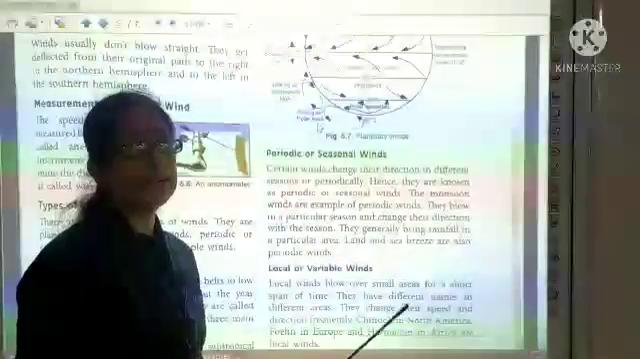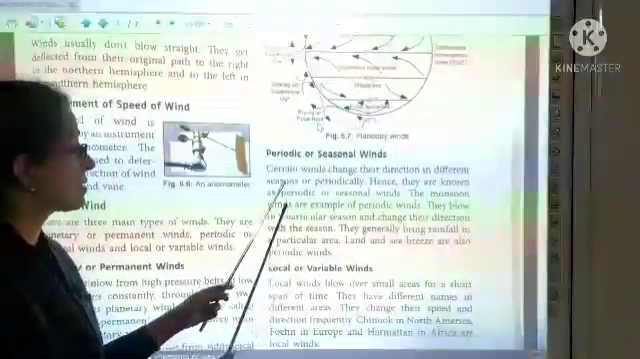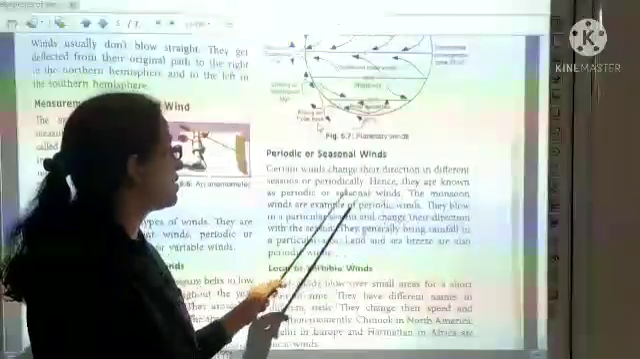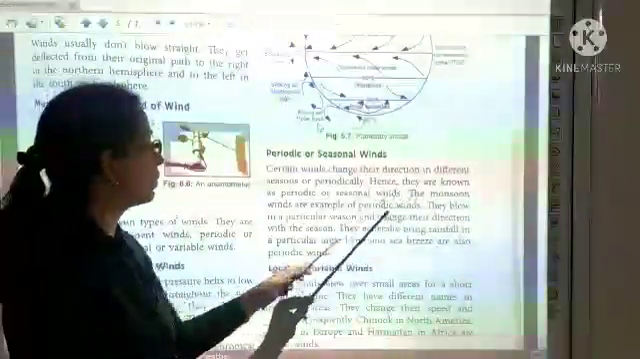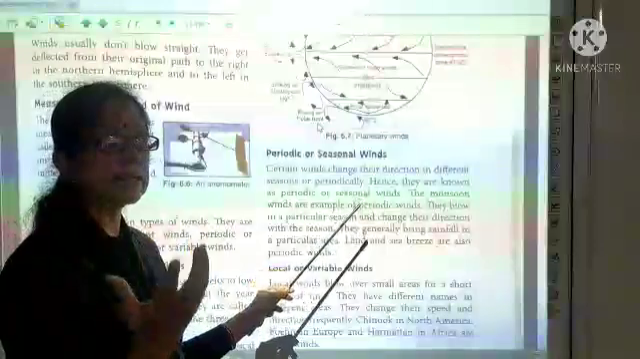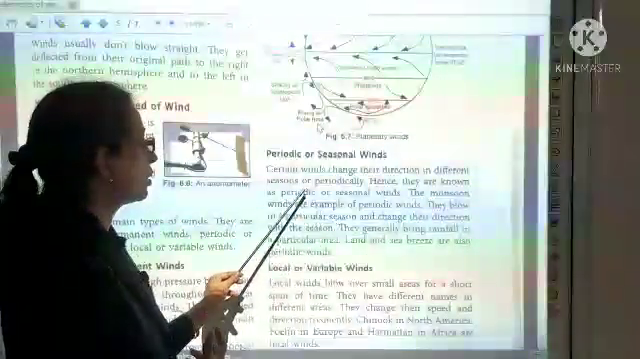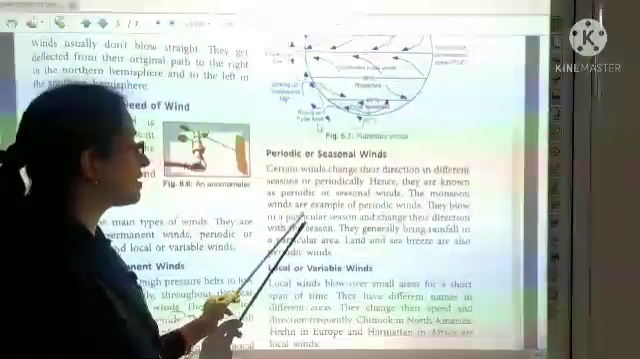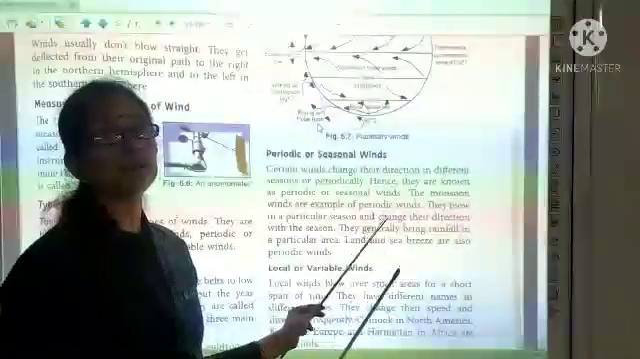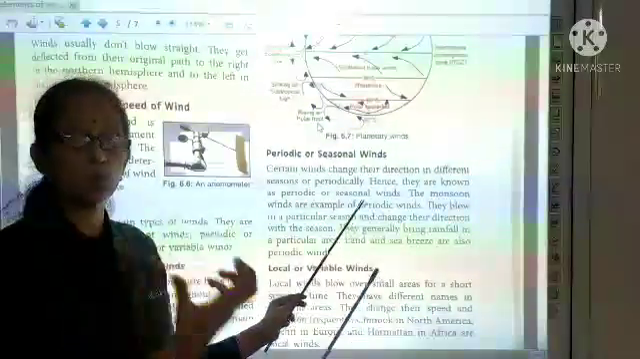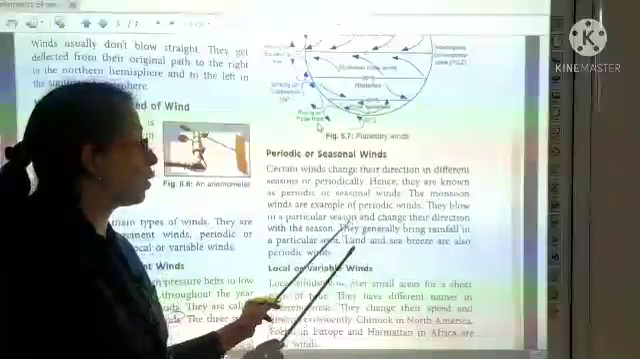Periodic or seasonal winds. Now what are periodic or seasonal winds? Certain winds change their direction in different seasons or periodically, hence they are known as periodic or seasonal winds. Season के हिसाब से जो winds change होती हैं उनको periodic और seasonal winds बोलते हैं. The monsoon winds are an example of periodic winds. मॉनसून विंड्स जो होती हैं, जब मॉनसून स्टार्ट होता है, तो वो जो विंड्स होती हैं उनको पीरियोडिक विंड्स बोलते हैं.